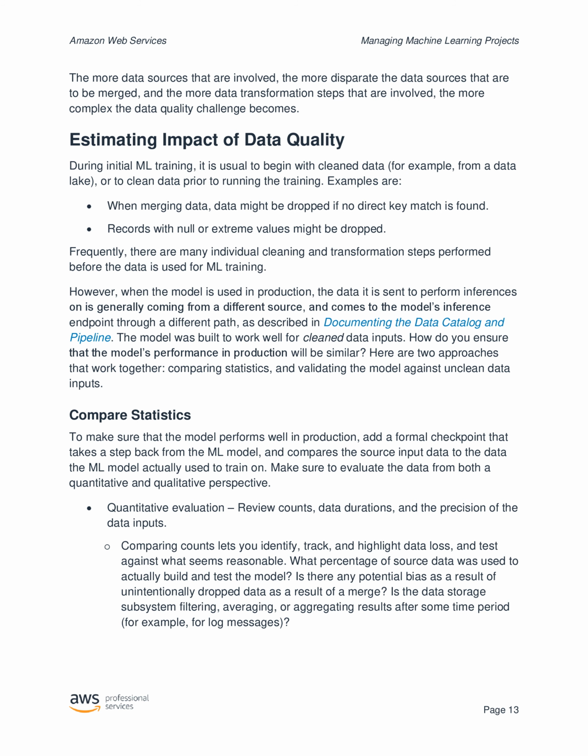Estimating impact of data quality. During initial ML training, it is usual to begin with clean data, for example, from a data lake, or to clean data prior to running the training. Examples are: when merging data, data might be dropped if no direct key match is found. Records with null or extreme values might be dropped. Frequently, there are many individual cleaning and transformation steps performed before the data is used for ML training. However, when the model is used in production, the data it is sent to perform inferences on is generally coming from a different source, and comes to the model's inference endpoint through a different path, as described in documenting the data catalog and pipeline.